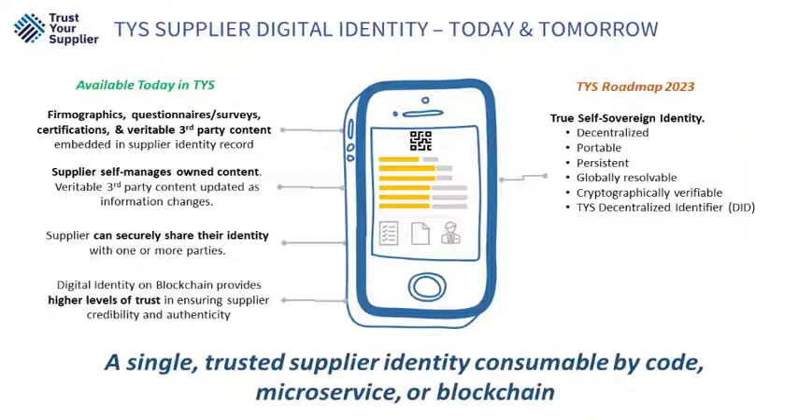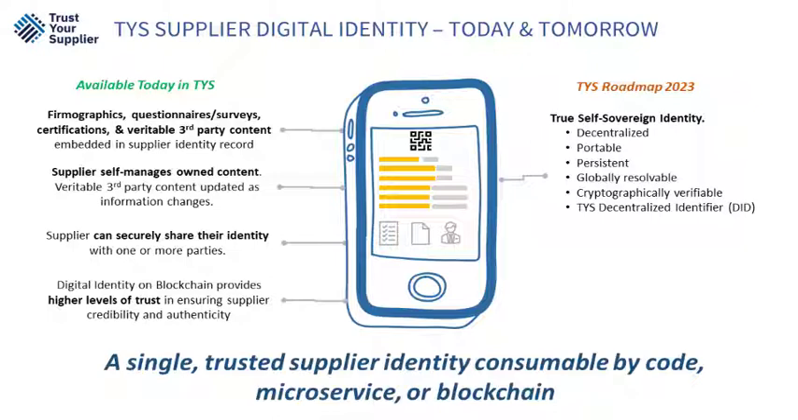As we look to our roadmap, we look at really developing that true self-sovereign identity, what Eloise was really describing. It will be decentralized. It will be portable. The supplier will own it. They can take it, and they can go to all of their customers and share it in a manner which they wish to share it. And that portable identity, again, can work with any number of digital components within your ecosystem or within organizations that they do business with.